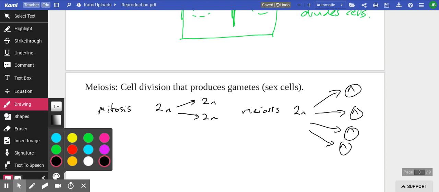And also what's interesting is that these 1N cells are not identical. We should make a note of that. Not identical to the original cell. They're different. And this is good because it increases variation.